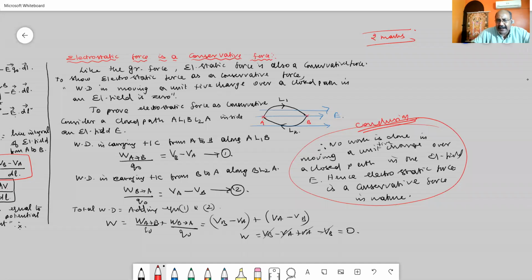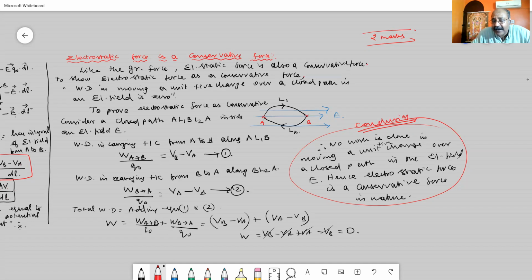We have to show that the electrostatic force is a conservative force. It is stated that, like the gravitational force, the electrostatic force is also conservative in nature. In order to show this, we have to prove that the work done in moving a unit positive charge over a closed path in the electrical field is zero. So, to prove this, consider a uniform electrical field E.